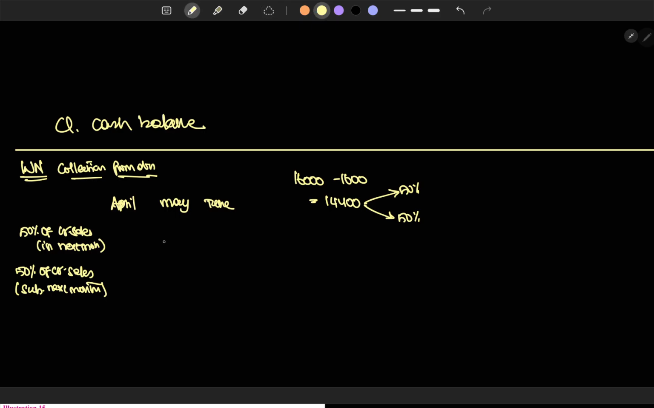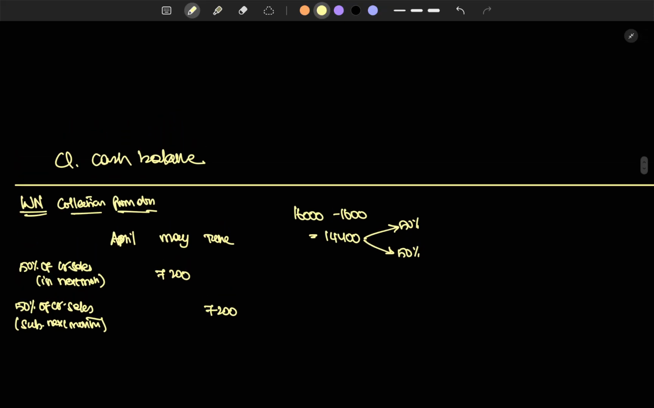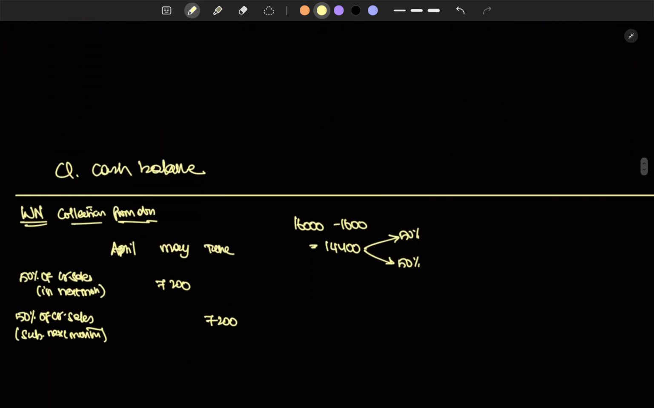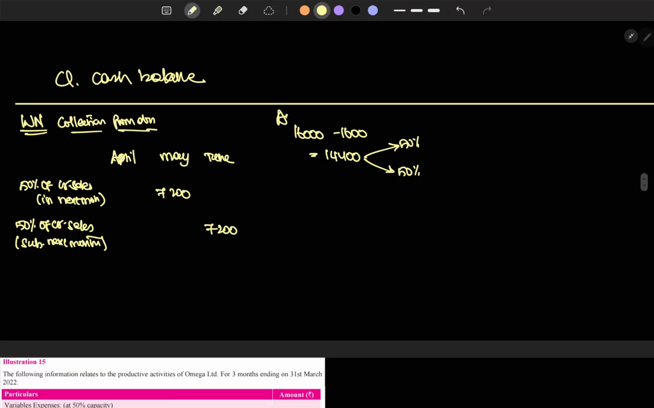Divisible by 2, which is 7,200 received in May and 7,200 received in June. And then May has a balance of 17,000 and 17,000.